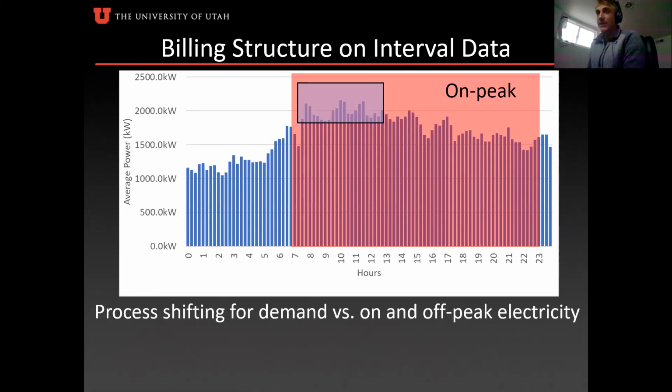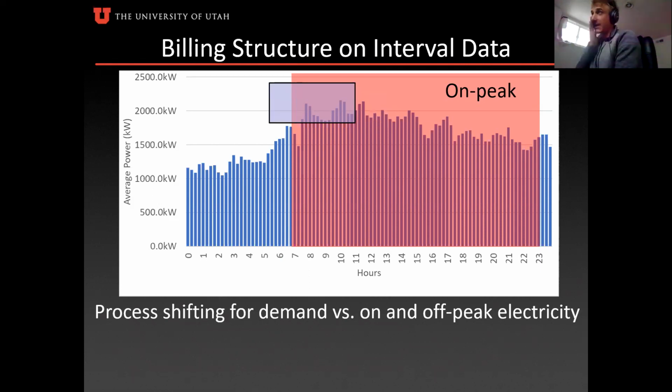I mean, it's not always possible at a facility, but we want to ask questions: what are the limits? What are the constraints? What's keeping us from moving processes that are running during the times of most expensive electricity or most expensive demand, and keep moving those to different times of the day?